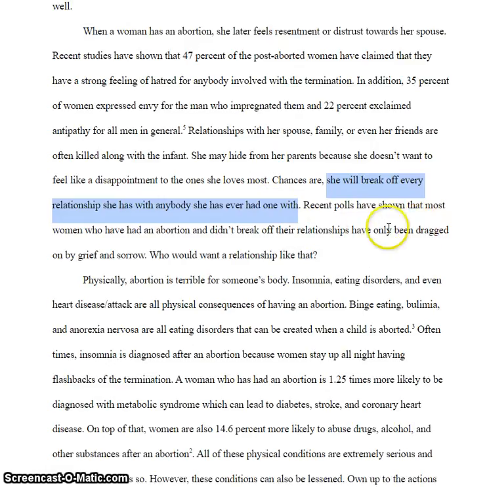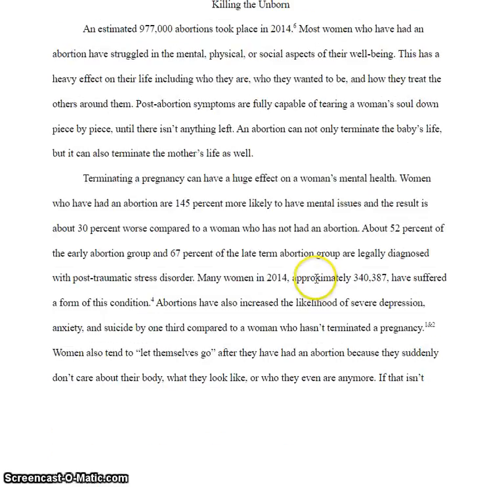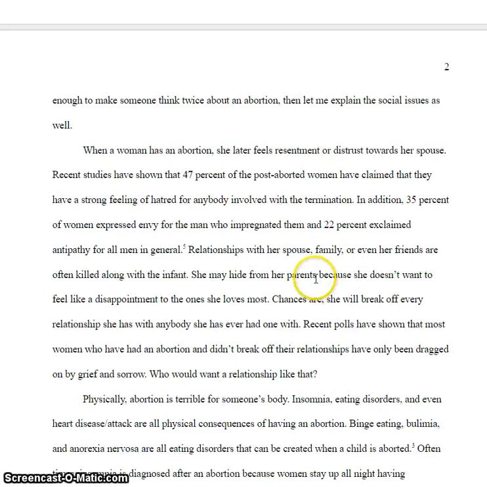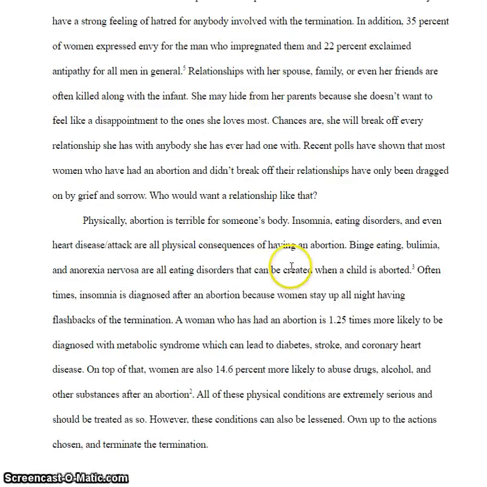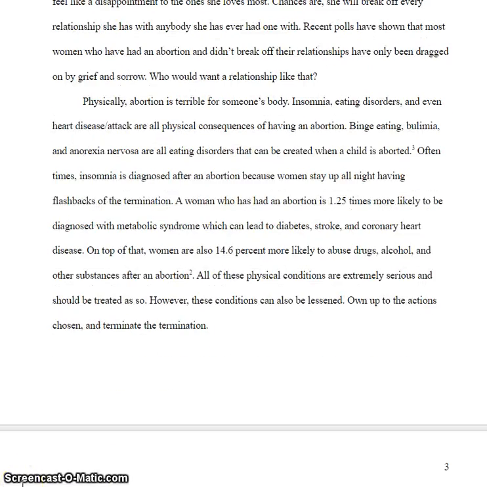You say recent polls have shown, and so on. Where's the in-text citation for this? It's obviously from a different source. So where did you see that one? And then again, we need a strong transition. Who would want a relationship like this? Because you're diving from the more mental aspect of it, I guess, to the physical aspect of it. I'm sorry, the societal aspect. Sorry, to the physical aspect of it. All right, so now we're going to talk about the physical reactions.